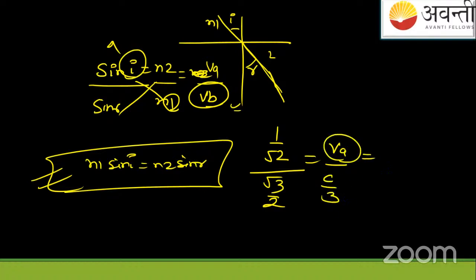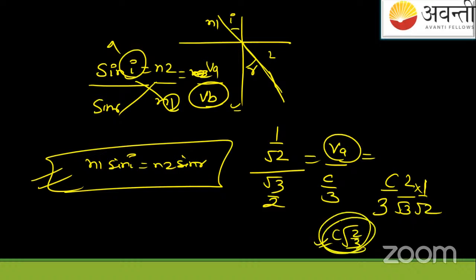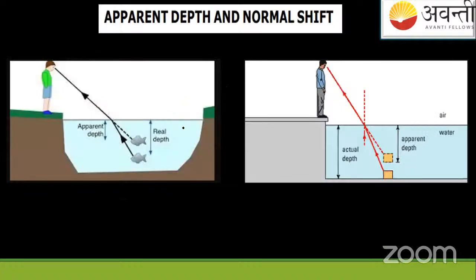VA we want. Solve it and the answer will come. Okay, this is equal to 2 by root 3. Okay, it's coming somewhat different. Hold on. So it's coming C root 2 by 3. Check the two answers. Maybe there is some calculation mistake. Check it out. Let us proceed towards the main part.